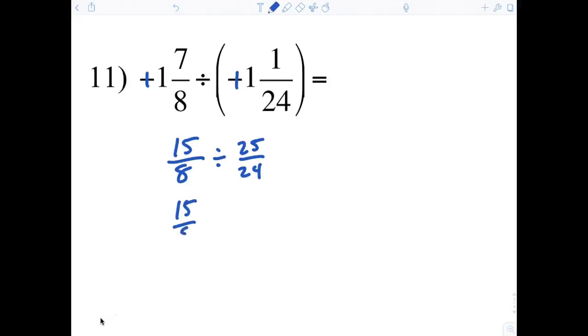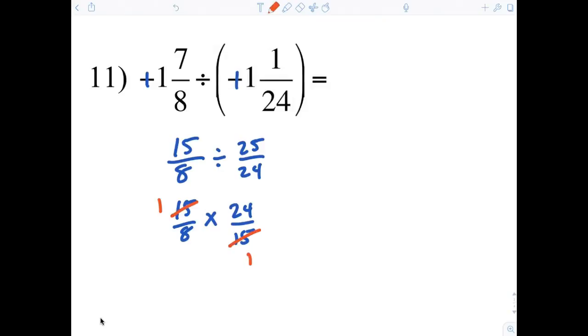So we say 15 over 8, change division to multiplication, and then what do I do? Wait a minute, what do I have to do to the other fraction? Yep, flip it over, reciprocal, 24 over 15. All right, now, you want to go through the reducing with me? What do I have to do? Yeah, that's a nice one. Nice, easy one. All right, perfect.